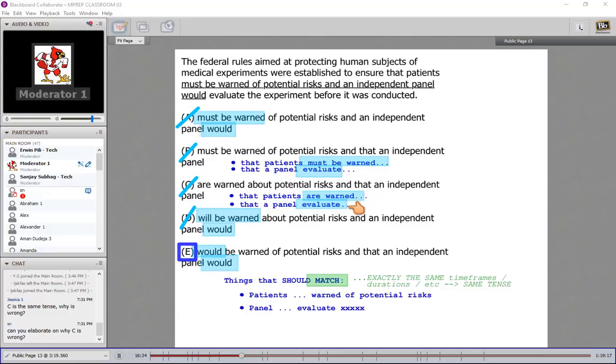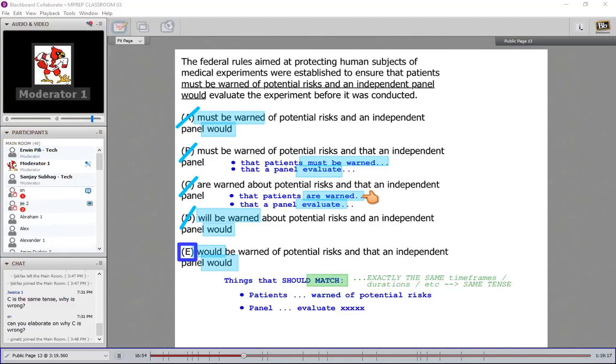Okay, so these are not the same tense. If we talk about this stuff, like patients are warned would just be the present tense. That would just be like I am happy, or the kids go to school every day.